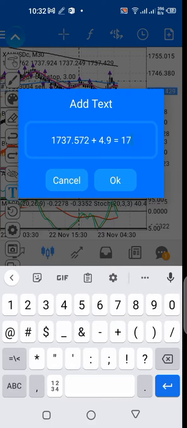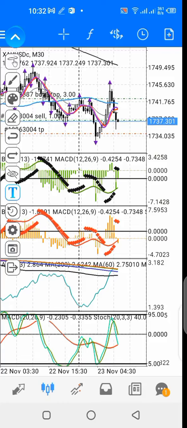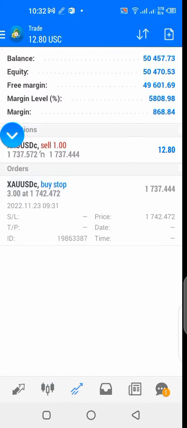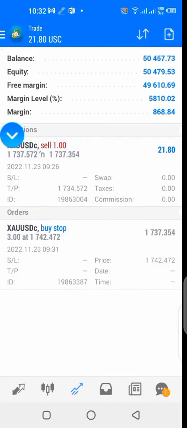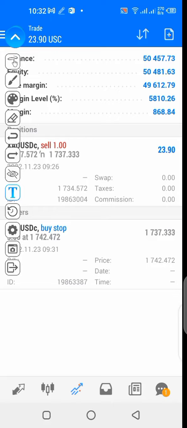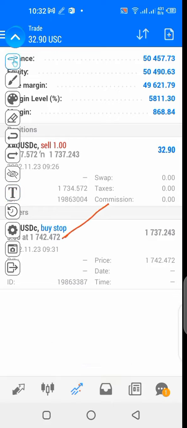So if you are going to add 1737.572 plus 4.9, which represents the 49 pips, the answer will be 1742.472.